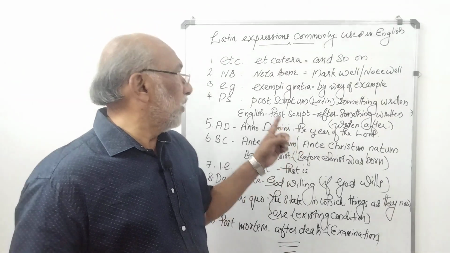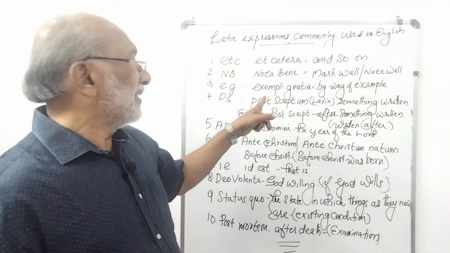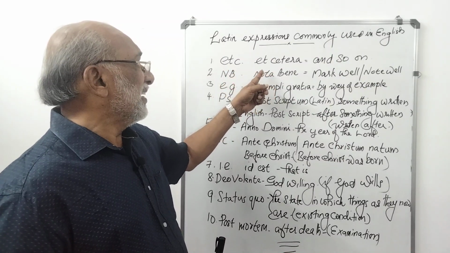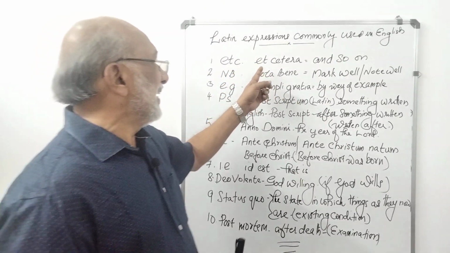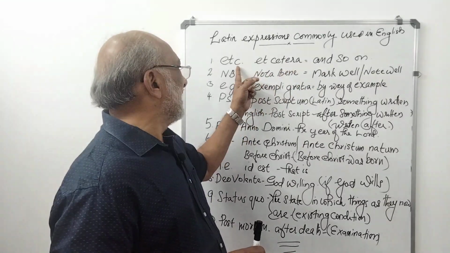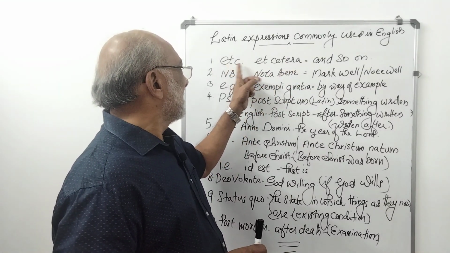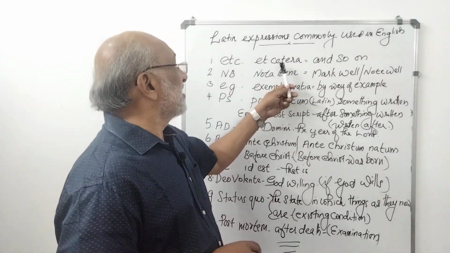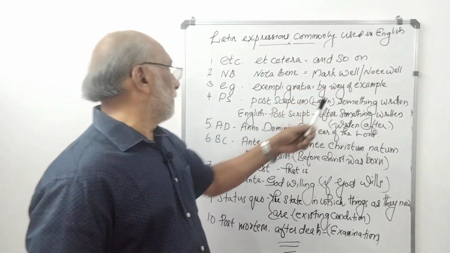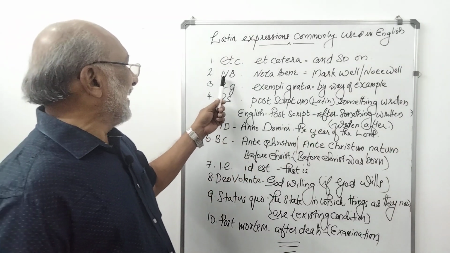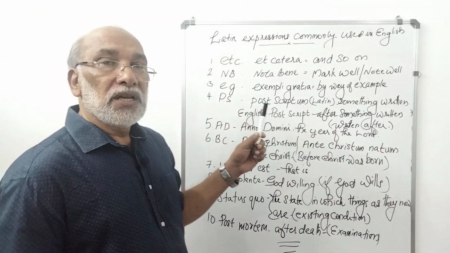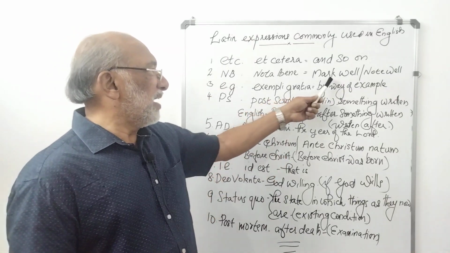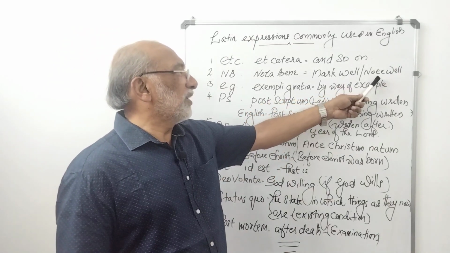Let's move to the first one, that is etc. It's an abbreviation of et cetera. ETC, we write et cetera. Et means and, cetera means so on. Second one, NB, that means nota bene. Nota bene. Mark well or note well.